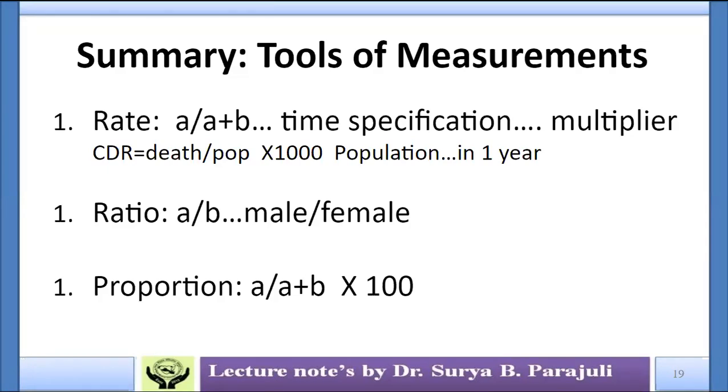So proportion and rate seem similar, but the only difference is time specification. If there is no time specification, then it's called proportion. If there is a time specification, then it is called rate. And if proportion is expressed per 100, then it's called percentage too.